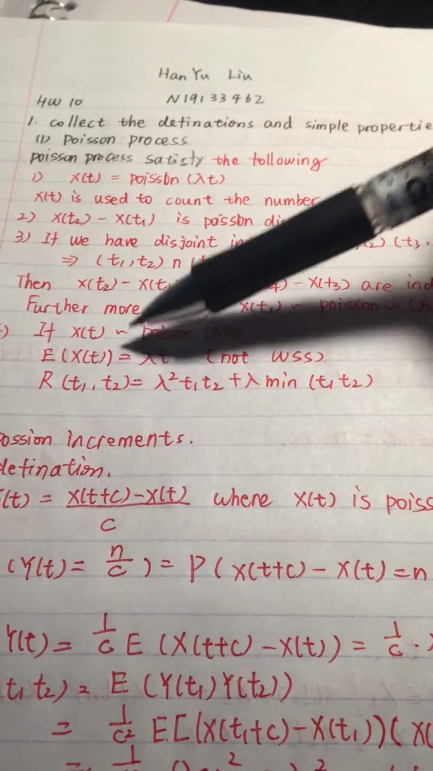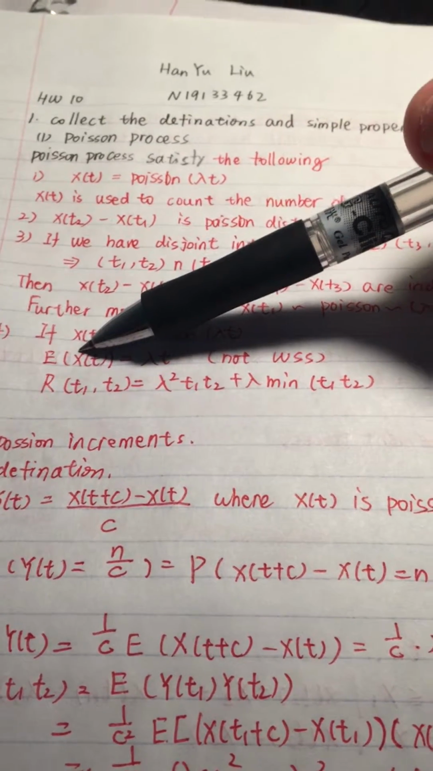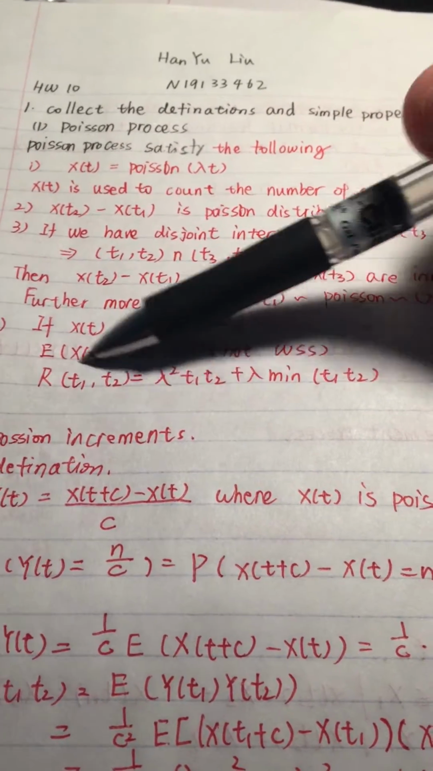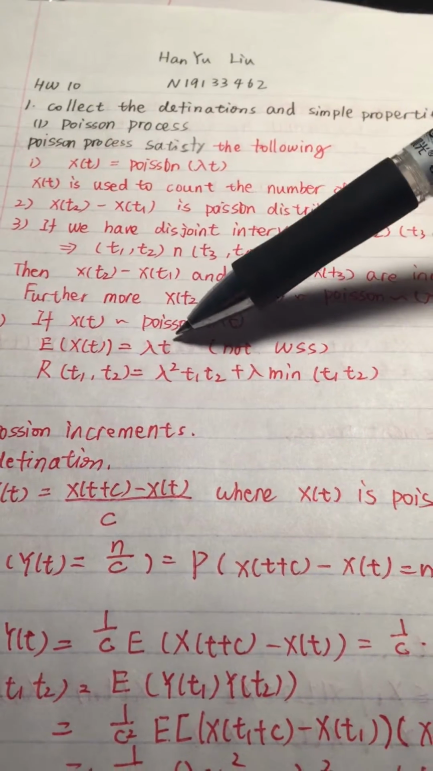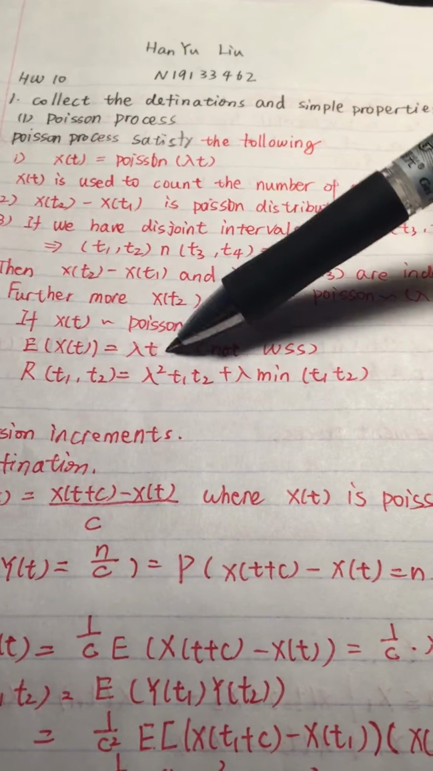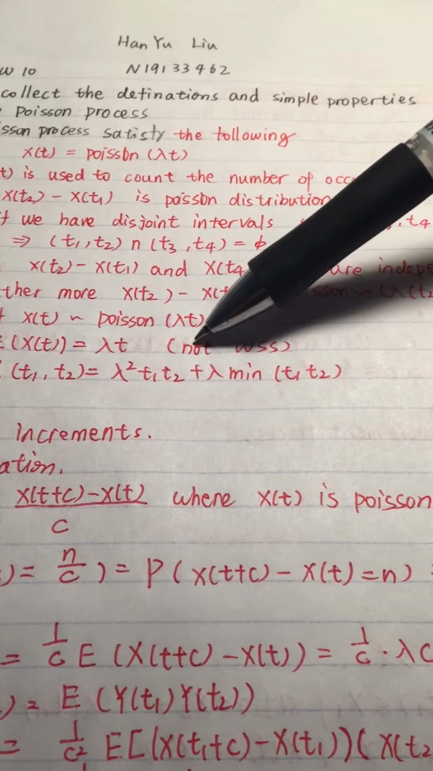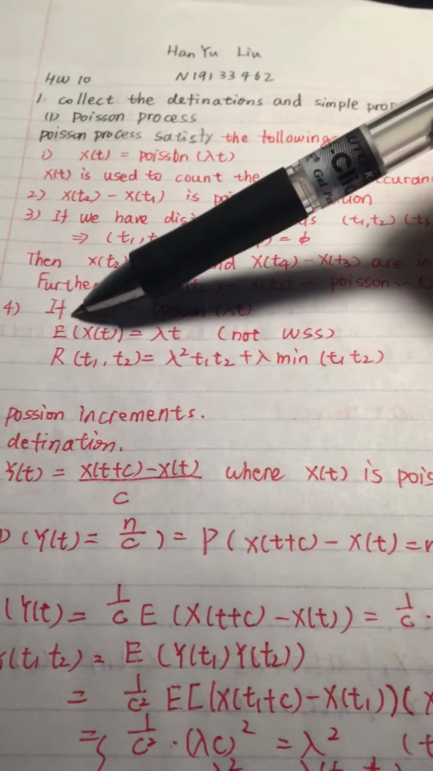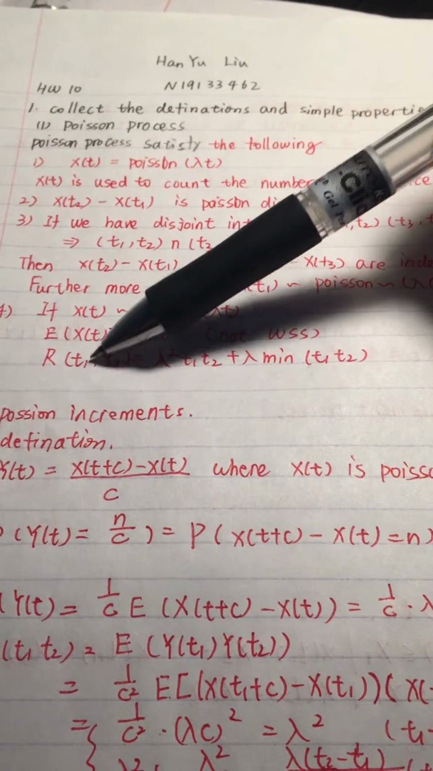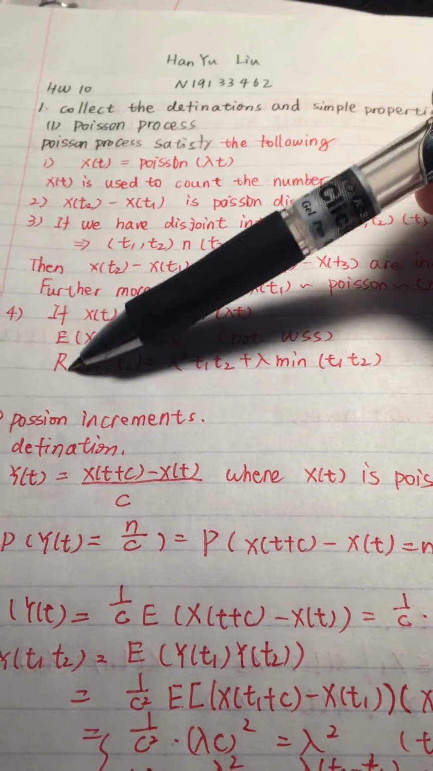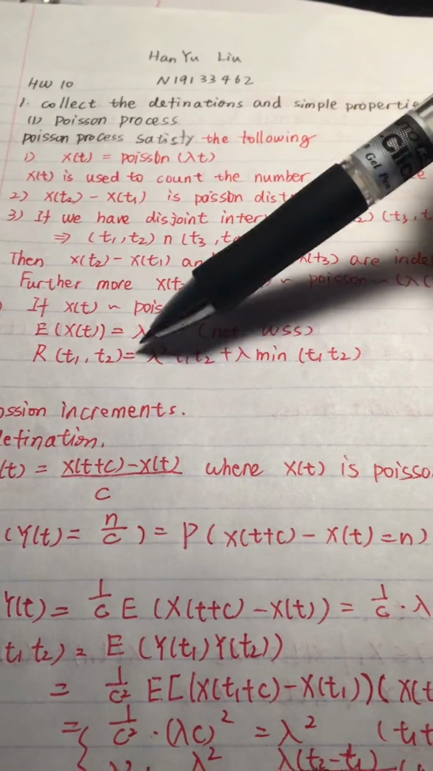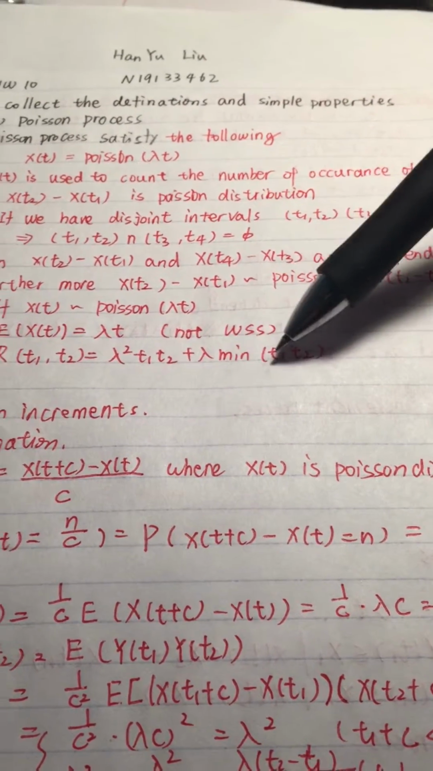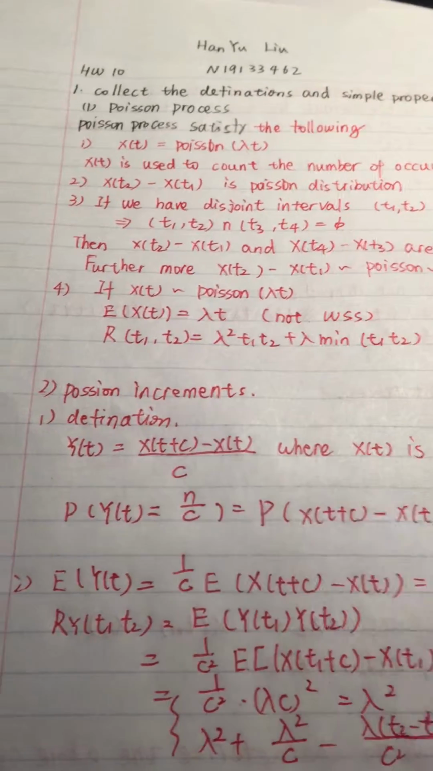If X(t) is a Poisson process, we can find that E[X(t)] is λt. So the expectation of the process is dependent on t, and we can say that it's not a wide-sense stationary process. The autocorrelation R(t1, t2) is λ²t1t2 plus λ min(t1, t2).